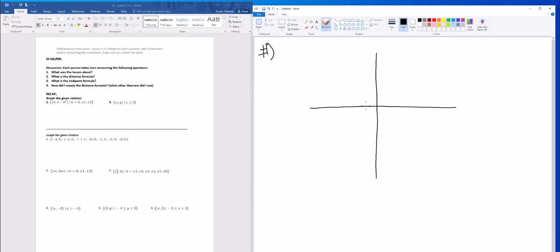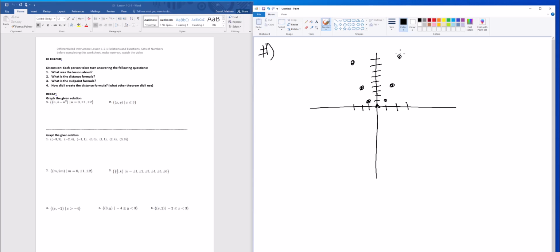So -3, 9. And then -2, 4. -1, 1. 0, 0. +1, +1. 2, 4. And 3, 9. Now I know that we think, oh, I have plotted some points, I need to connect them.